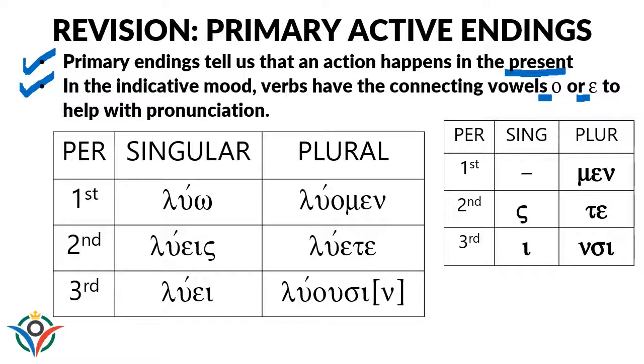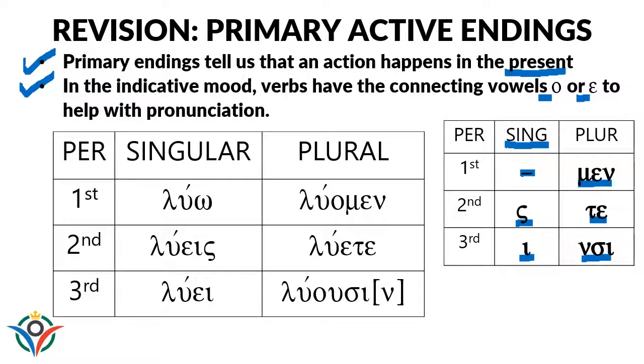So on the right-hand side, I have given you a summary of the primary endings once again. So the singular endings, the first person, there is no actual ending, so that's why there's a dash there. The second person singular is sigma. The third person singular is iota. The first person plural is men. Second person plural is te. And third person plural is nsi.